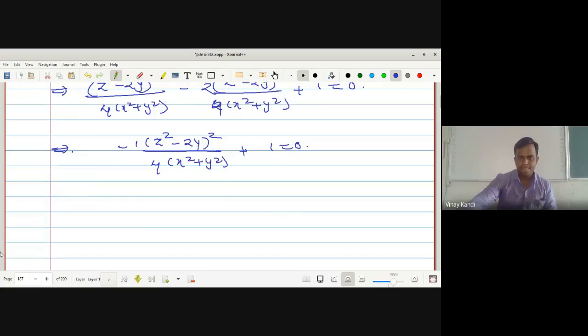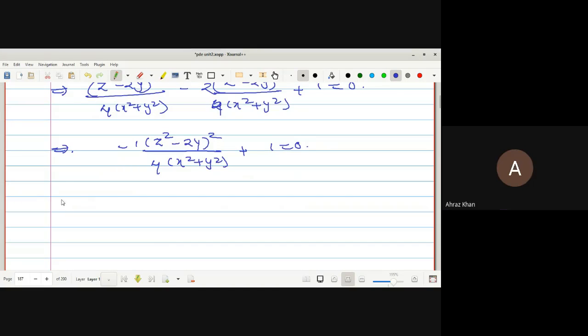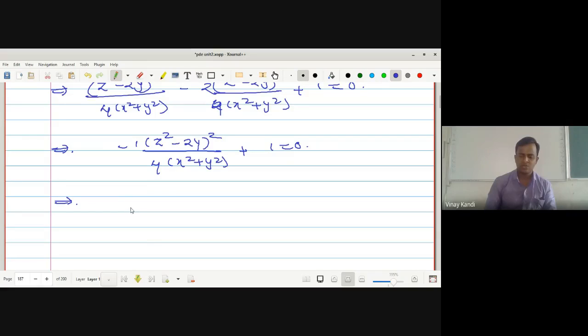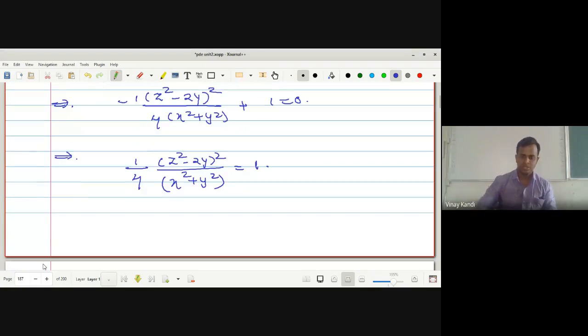Okay, correct, right? So that implies, it is a calculation part, a lot of calculation. 1 upon 4 into z square minus 2y bracket square divided by x square plus y square is equal to 1. Okay, now solve all these things. At last we get z raised to 4 minus 4 z square y minus 4x square is equal to 0.